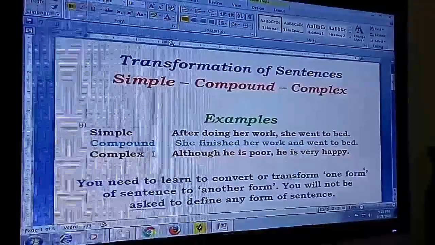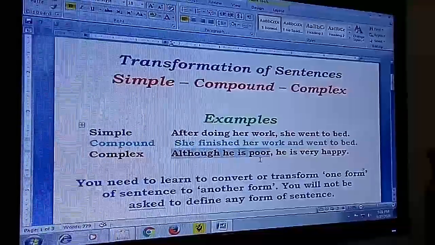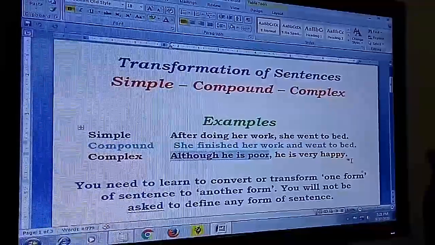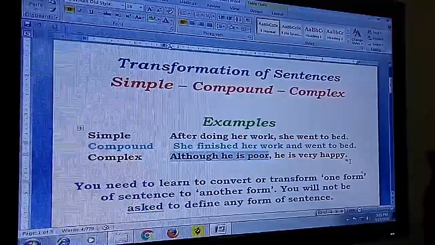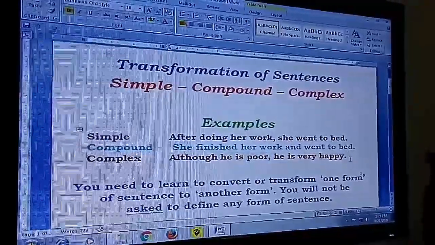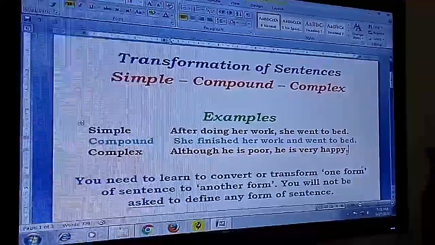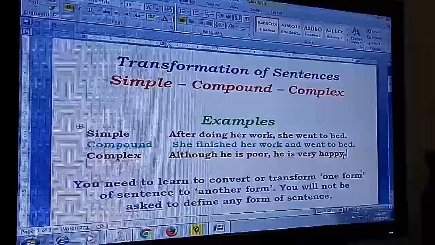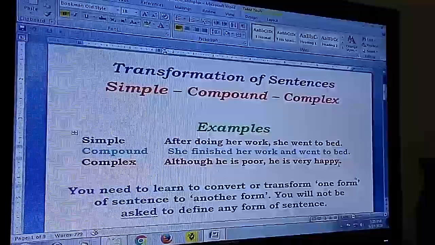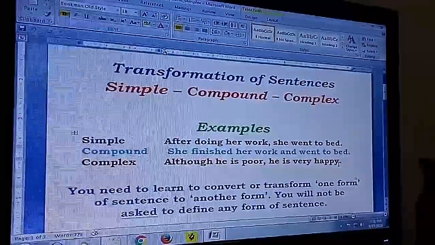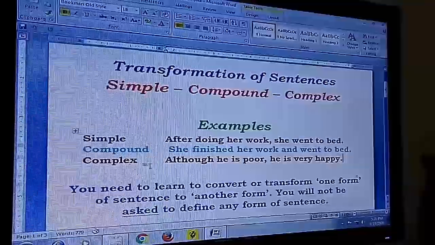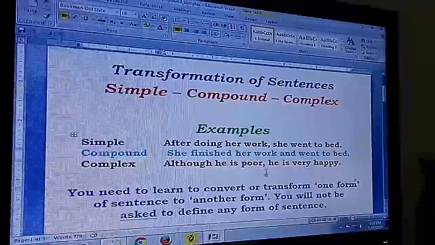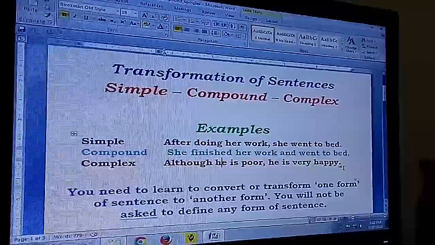Now an example of a complex sentence: although he is poor, he is very happy. It's a contrast. Sometimes we find that poor people are not happy because of their poverty or their poor conditions, but there are people who are poor but still happy. So to express it in a complex sentence: although he is poor, he is very happy.